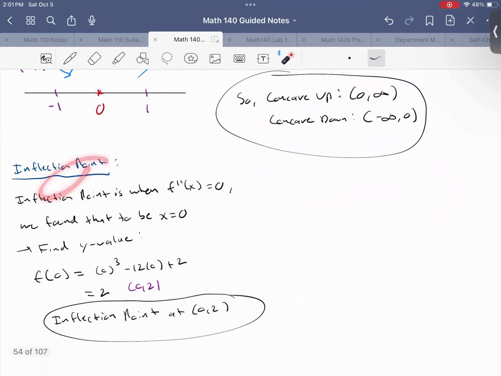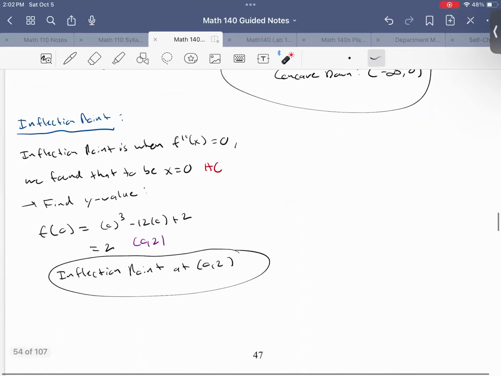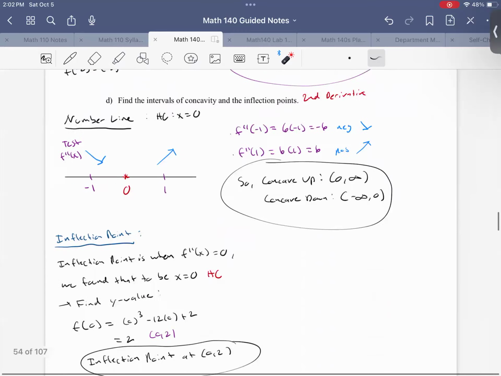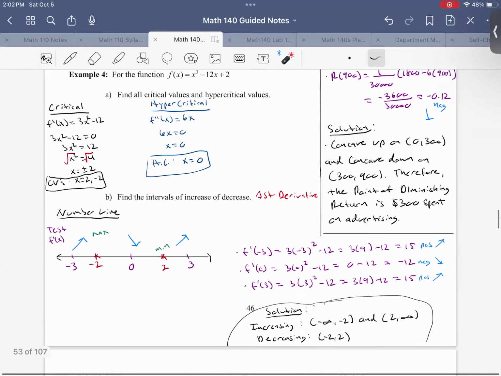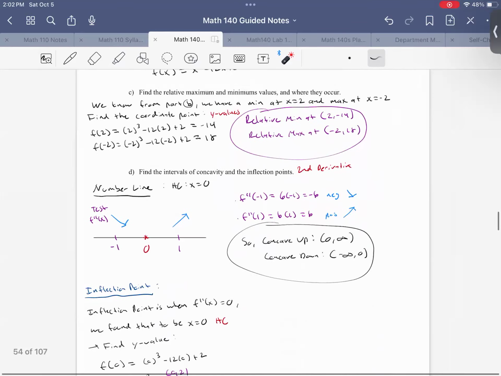Lastly, it's the inflection point, and the inflection point is just your hypercritical value, that coordinate point. So we know the hypercritical value is x equals 0. So you just got to find the y value. So you plug that into your original function here and get your coordinate point, and then that's your inflection point. So go ahead, and if you want to write this down, pause it, write it down. Same thing here, pause it, write it down.